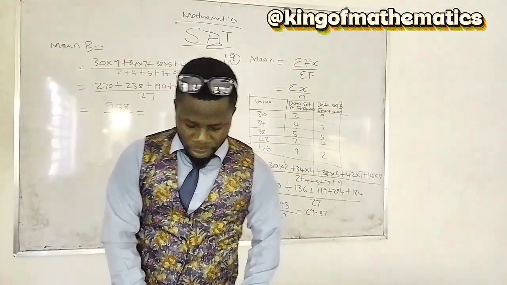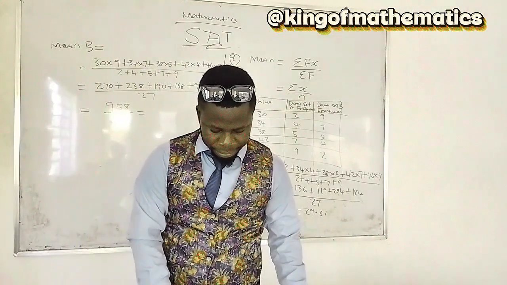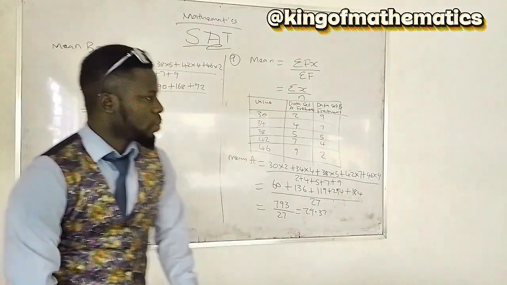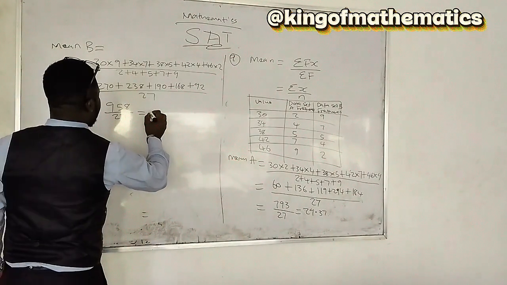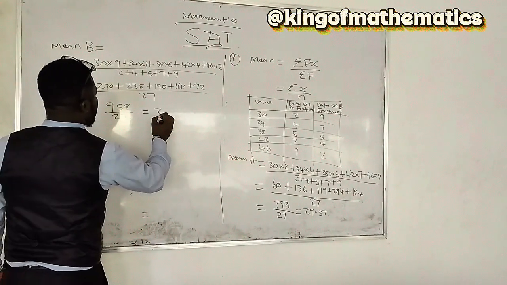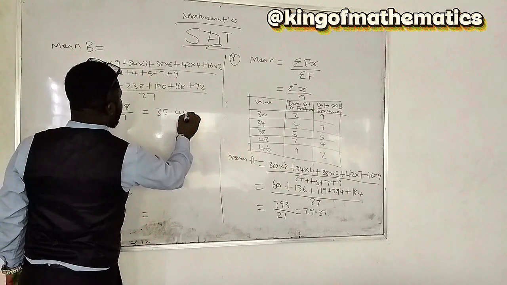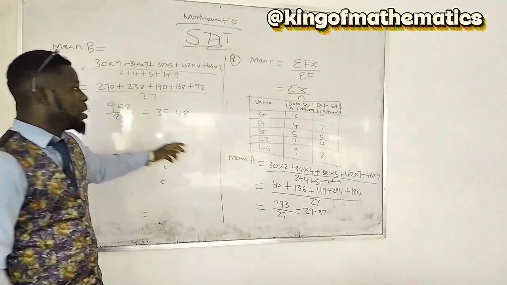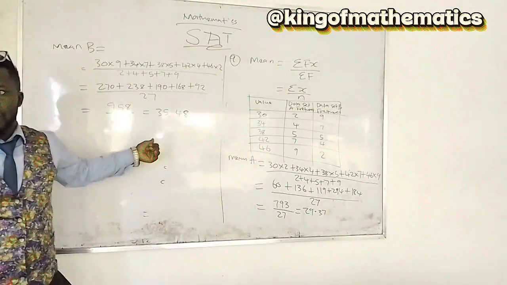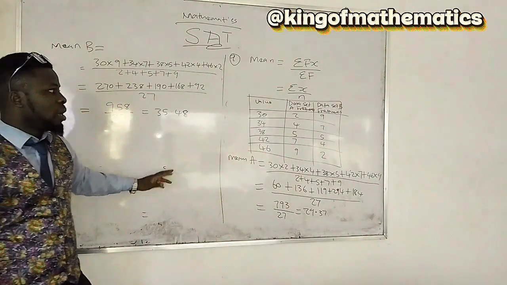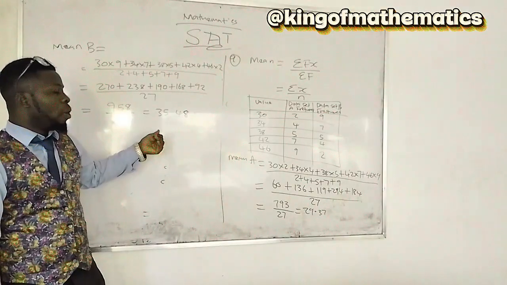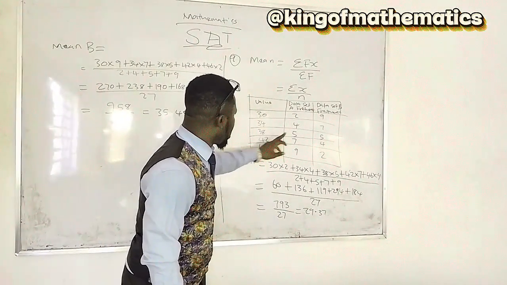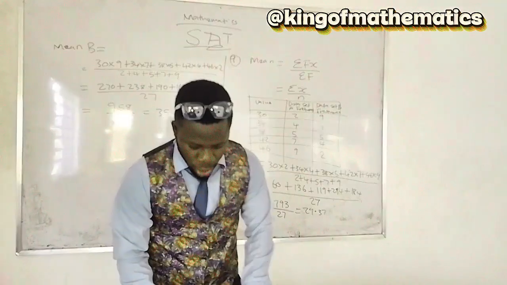So if you check that, what's it giving you? 35.48. So if you look at the mean of A to B, A is smaller than B. You understand? So that's the essence of checking. But at least this 30 times 2, 34 times 4. So let's now look at the options.